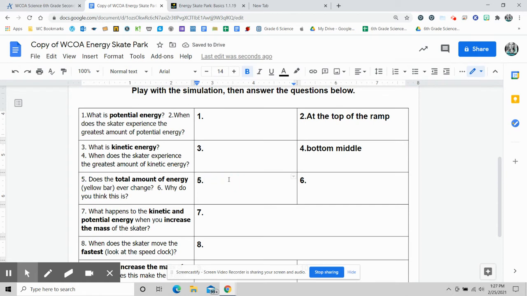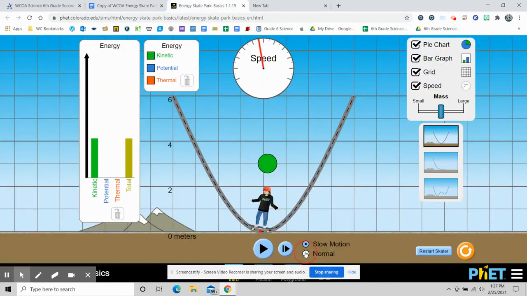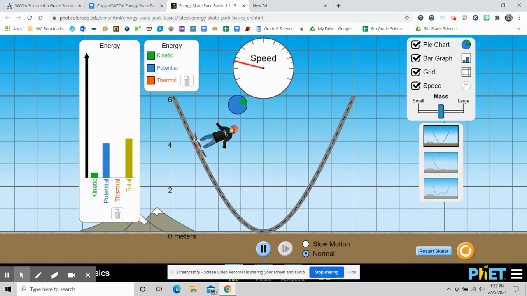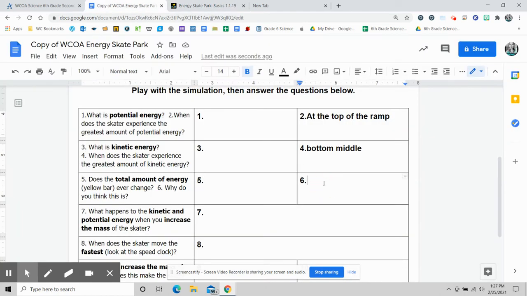All right. The next question, it says, does the total amount of energy, the yellow bar, ever change, and why do you think this is? So let's go back. I'm going to take it out of slow motion, put it on normal, and this time I'm not watching the kinetic and potential, I'm watching the total amount of energy. And I can see that this bar is not changing. This bar stays constant the entire time. And that is due to the law of conservation of energy, which states that energy cannot be created or destroyed.